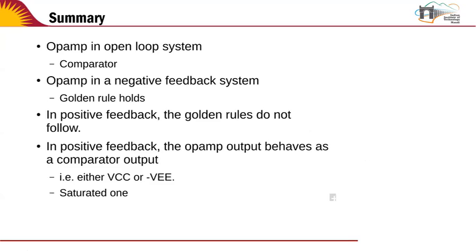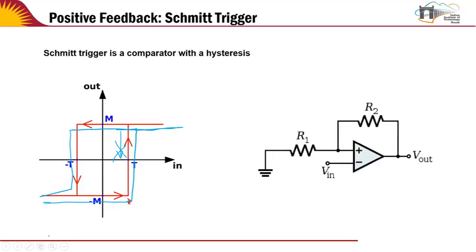So overall, the summary is that we learned that the op-amp is an open loop system. It can be used as a comparator. Once you apply negative feedback, then you have golden rules, which means that you can use this concept of virtual ground, and the two inputs will always float to the same voltage. If you have positive feedback like the Schmitt trigger, then the golden rules will not hold. And in the positive feedback, the output still behaves as a comparator. That is, it's either VCC or VEE, right? So that's what is shown over here.